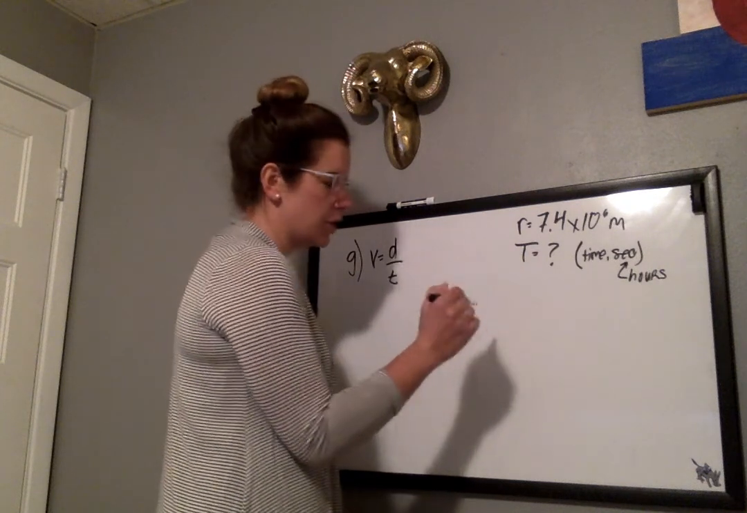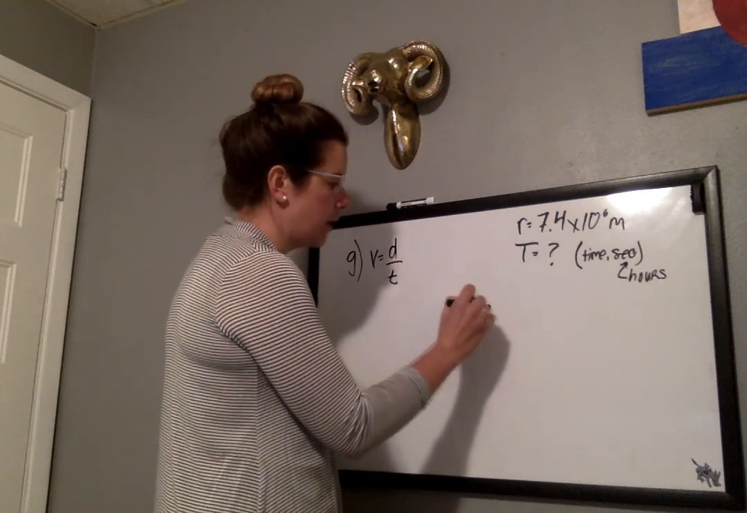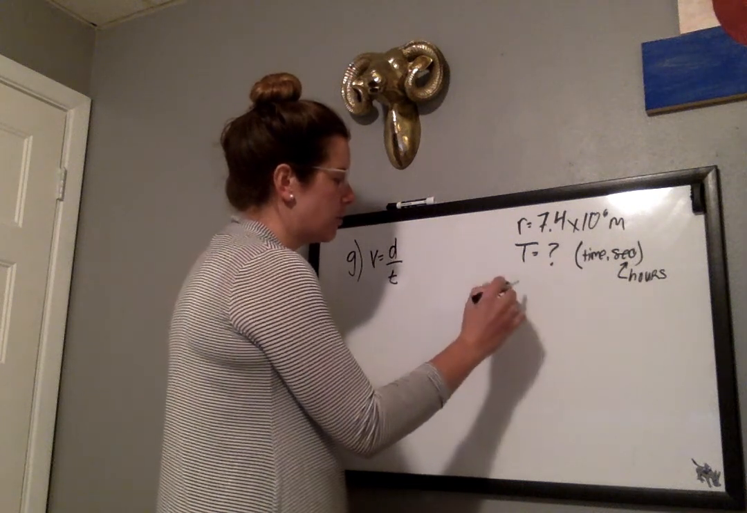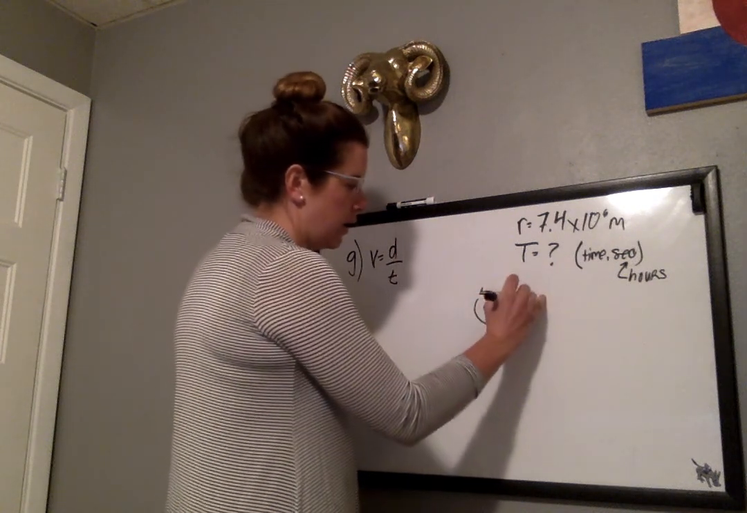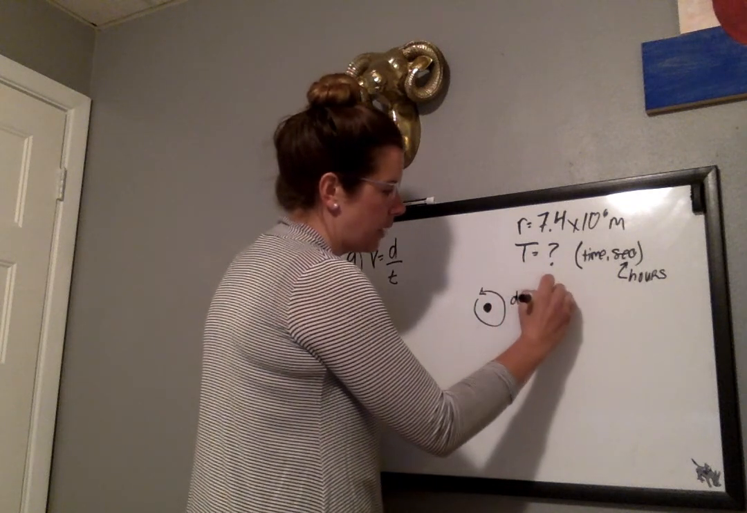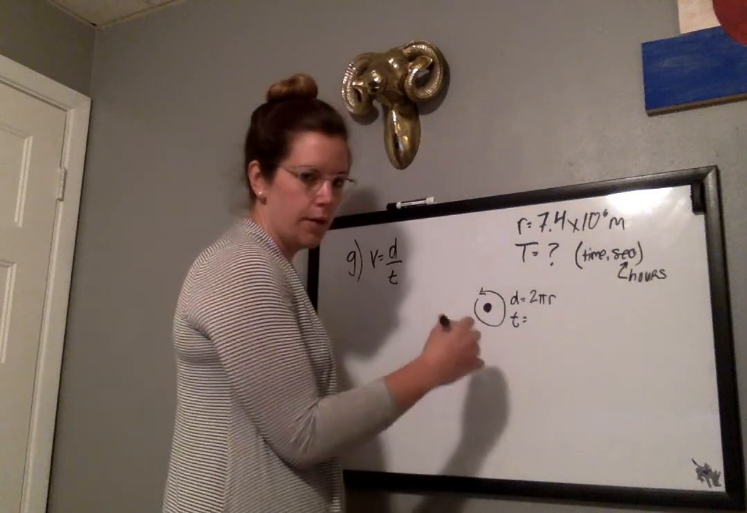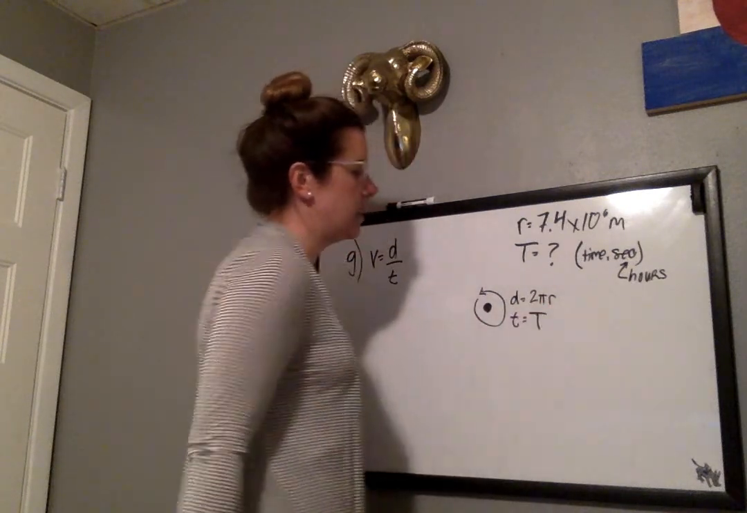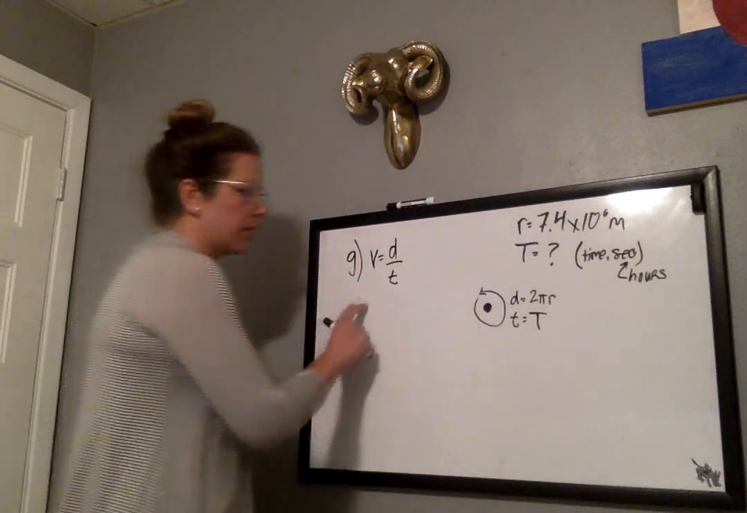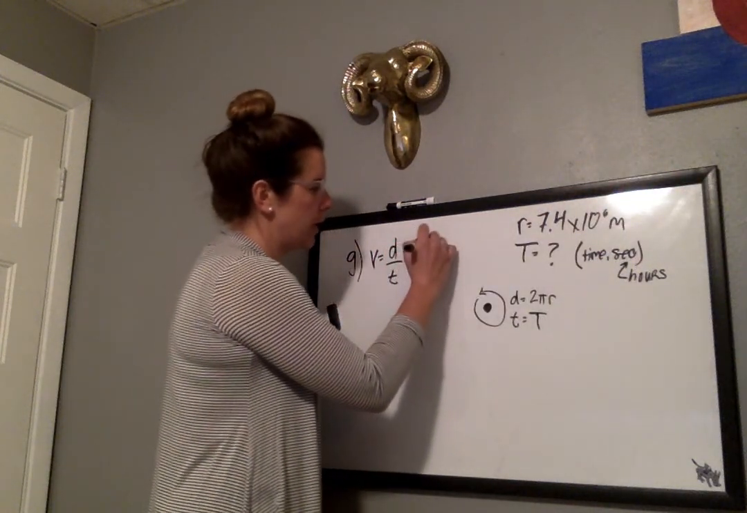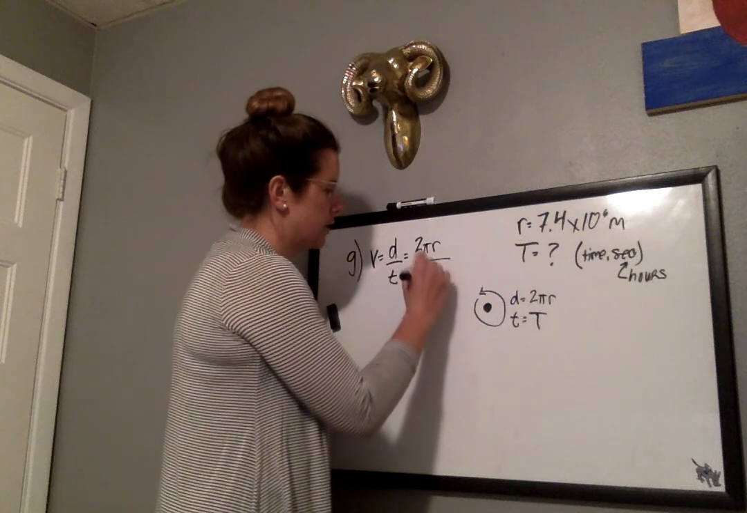It's not on the equation sheet. Definitely memorize that. I know if an object is rotating and orbiting around a planet, it's moving at a constant velocity. The distance it travels is 2 pi r. And the time it takes to make one orbit, we're going to call t, our period. So I can rearrange this already and say velocity is 2 pi r over t, our period.